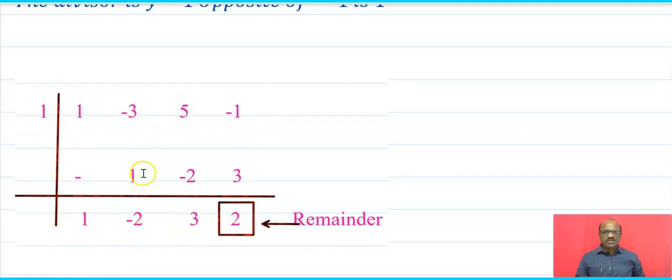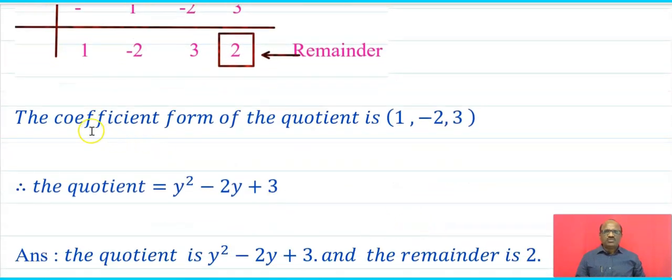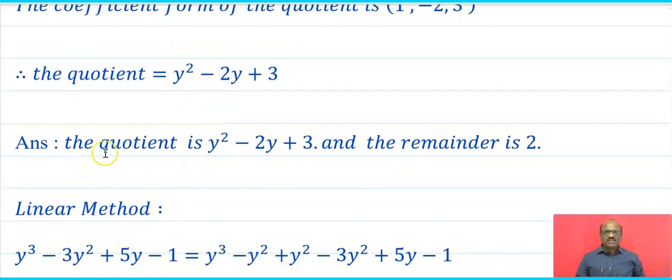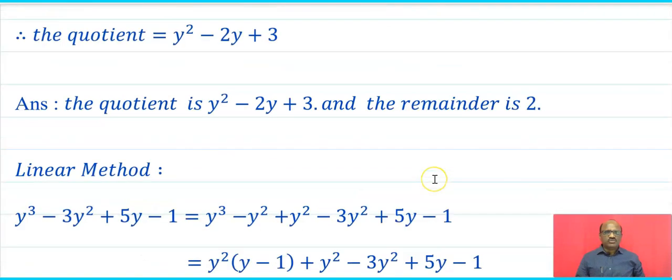1 is here. Keep 1 as it is. 1 into 1, 1. Minus 3 plus 1, minus 2. Minus 2 into 1, minus 2. 5 minus 2 is 3. 3 into 1 is 3. Minus 1 and 3, here is a 2. 2 is a remainder. What is the coefficient form of the quotient? Is 1, minus 2, 3. And the quotient is y square minus 2y plus 3 and the remainder is 2.